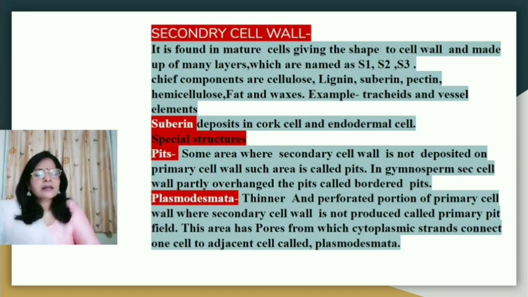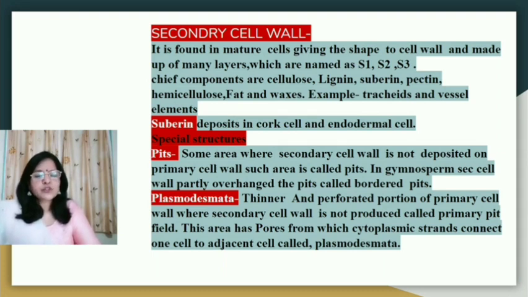And some special structures are also found. These are small pits in the cell wall. These are the areas where secondary cell wall is not deposited on the primary cell wall, and such an area is called a pit. In gymnosperms, the secondary cell wall partly overhangs the pit, called bordered pits. This is a characteristic feature of gymnosperms.